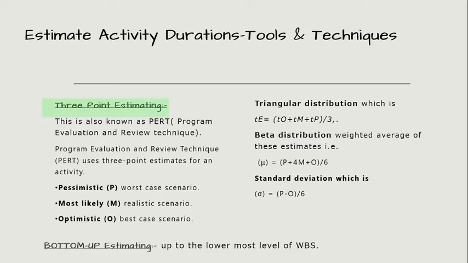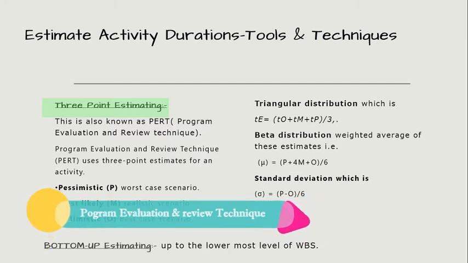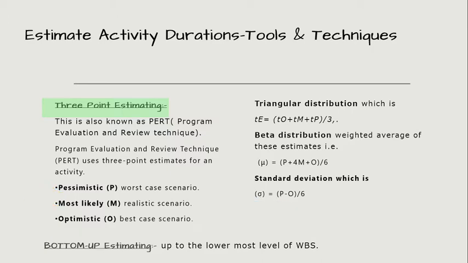Then there is 3-point estimating. 3-point estimating is an improved technique of estimating to increase the accuracy over 1-point estimating. This is also known as PERT, Program Evaluation and Review Technique. PERT uses 3-point estimates for an activity. Pessimistic, P, estimate refers to the duration an activity would take in the worst case scenario. Most likely, M, estimate refers to the duration an activity would take in a realistic scenario. Optimistic, O, estimate represents the duration an activity would take in the best case scenario.